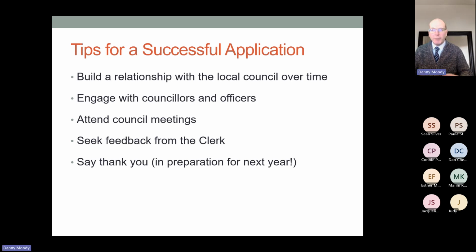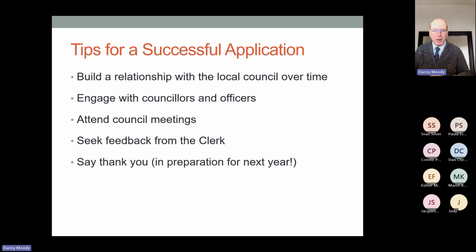As well as staying for the whole meeting where your grant application is being decided, it might even be useful to attend several other meetings before and afterwards. It's all about this thing of not just popping up, asking for money and then disappearing again. You can seek feedback from the clerk.